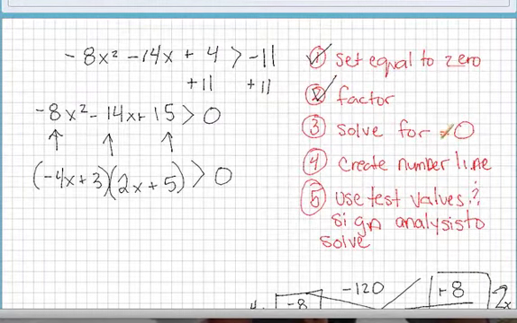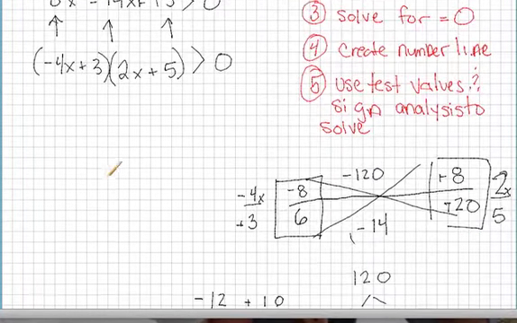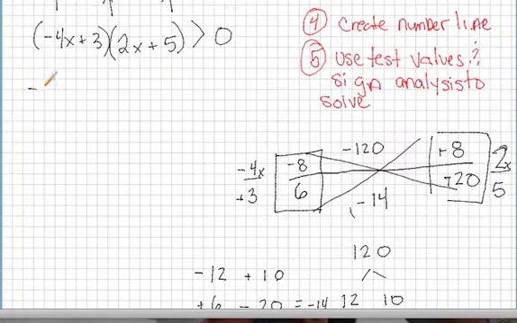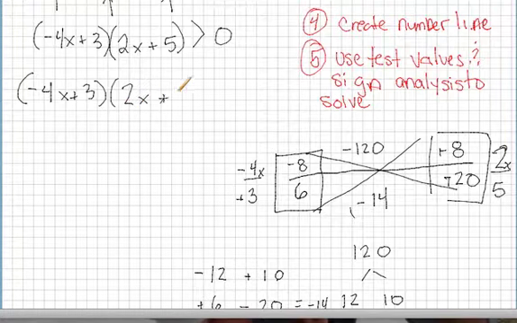The third step is I need to solve this equation as if it's equal to 0. So what I'm actually doing is setting my factors equal to 0 and solving the equation that way.